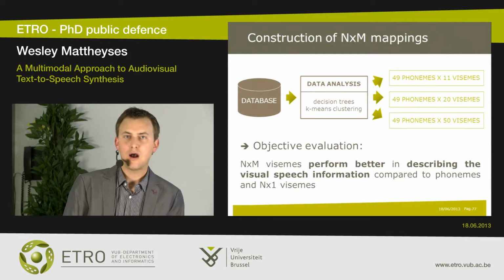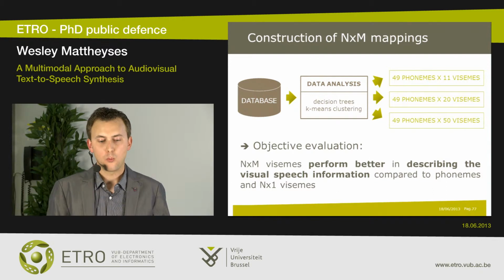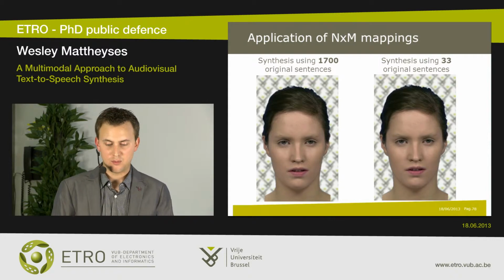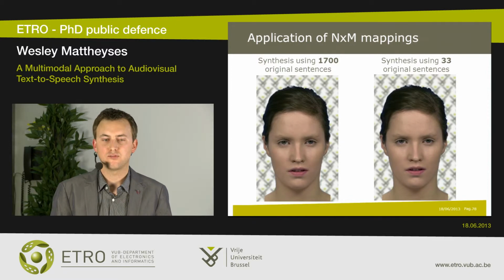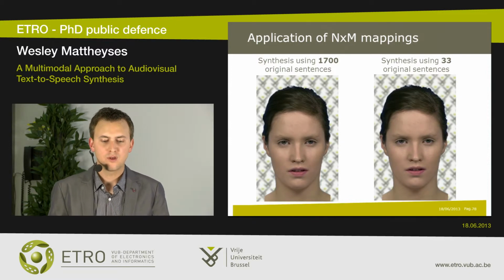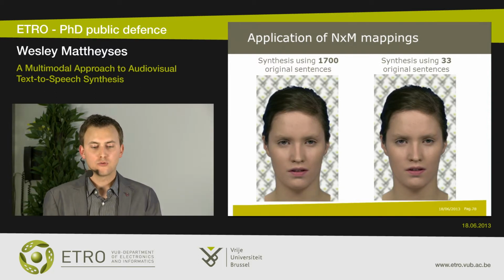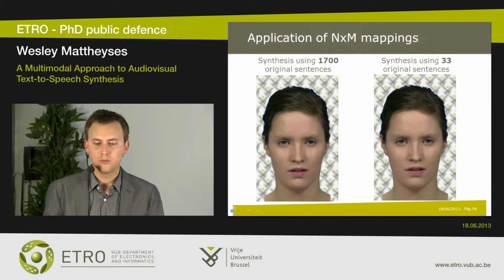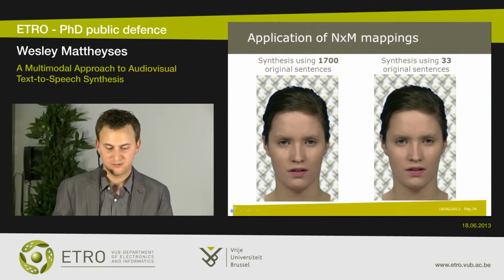So it was very interesting to see how these many-to-many visemes behave when you use them for visual speech synthesis. These are two syntheses I made with this system. I will show you original acoustic speech and synthesized visual speech. To create these samples, I used many-to-many visemes to label the target speech and to label the speech from the database. To create the left sample, I provided a complete database of 1,700 sentences to the synthesizer. To generate the second sample, I only provided the synthesizer with 33 sentences.